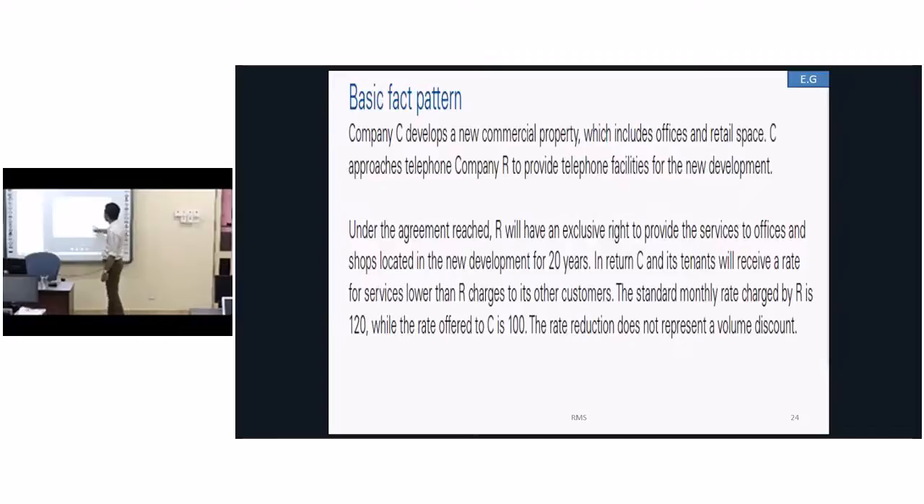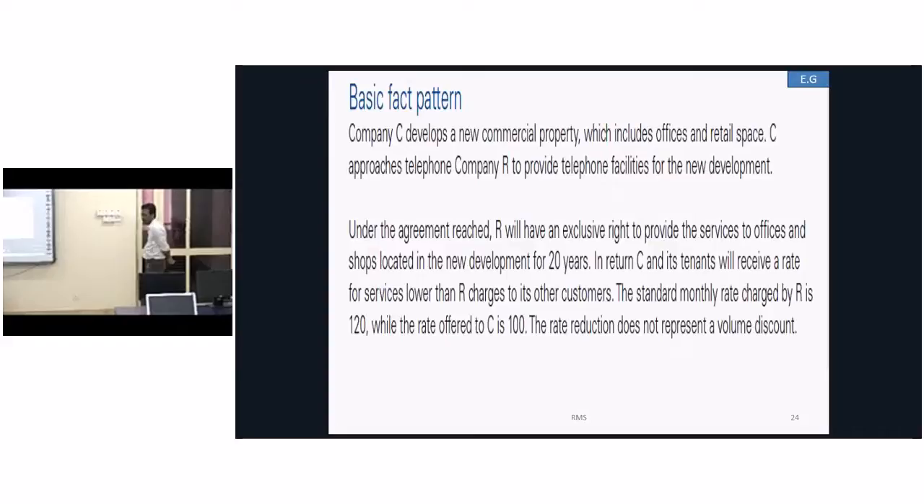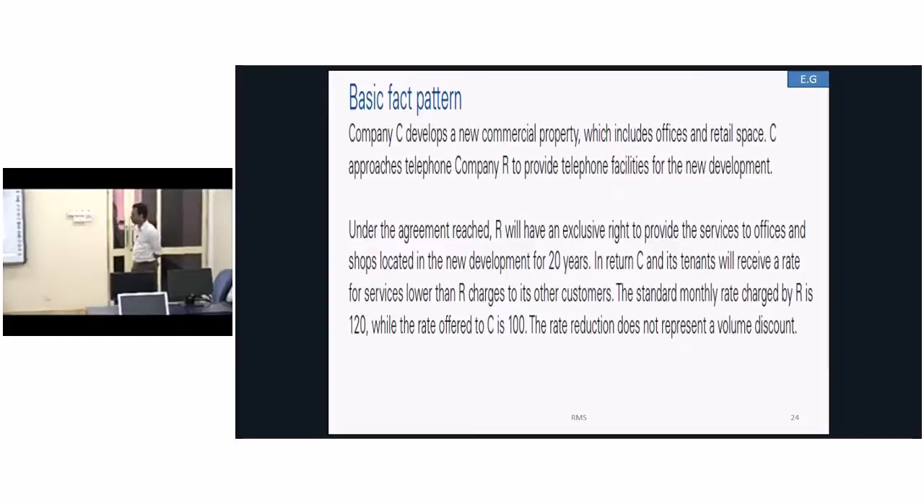Yes, it's there. Right? I missed that. Sorry. I missed that. I think basic facts. Yeah, I missed this slide.